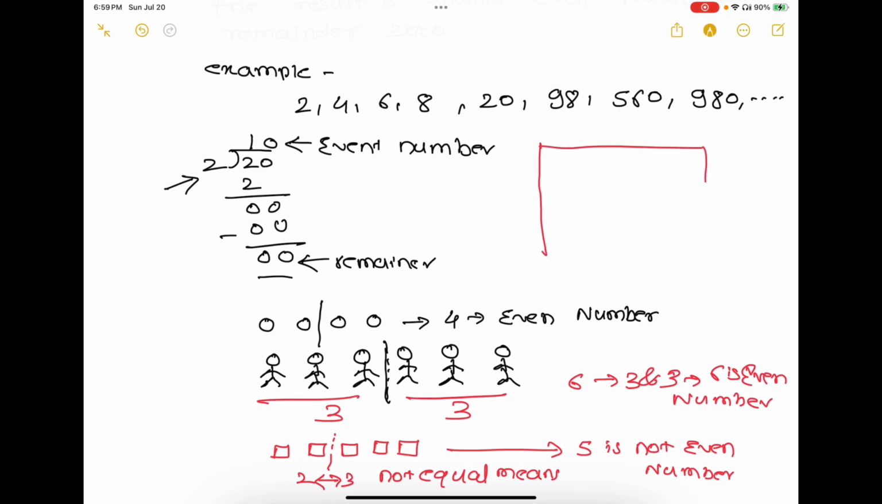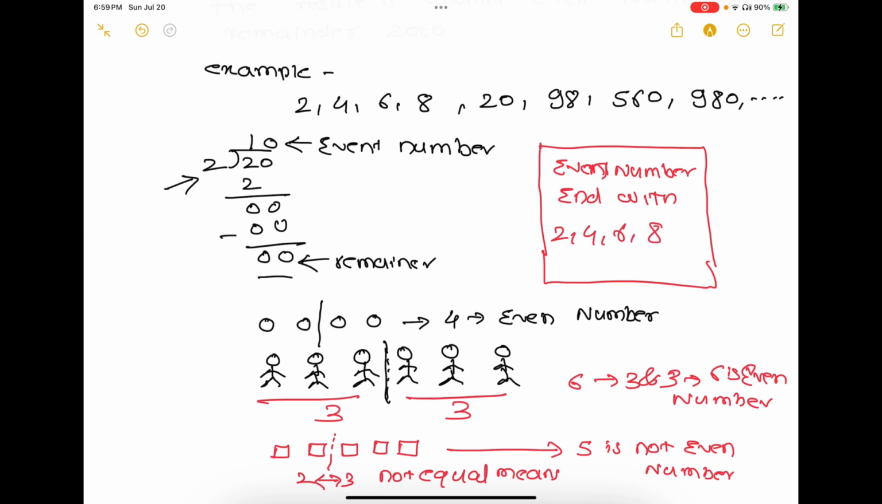Let me give you one trick to identify even number. Even number ends with 2, 4, 6, 8 or 0. Okay, always remember, even number always ends with 2, 4, 6, 8, 0. Wherever in the unit place or ones place, if you see 2, 4, 6, 8, 0 out of these 5 numbers, that means that is even number.